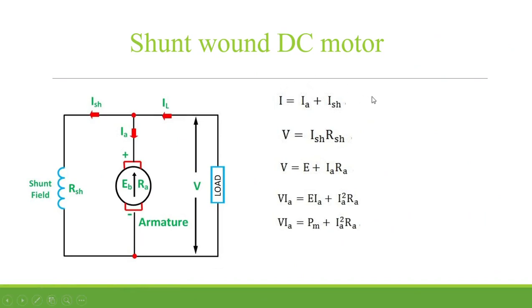Now coming to the shunt wound DC motor. This Ish current is responsible for field production or flux production. This Ish is constant for a shunt wound DC motor. How? This Ish is equal to this voltage divided by Rsh, and as this voltage is constant, this will be constant. So the flux will always be constant for a shunt DC motor.